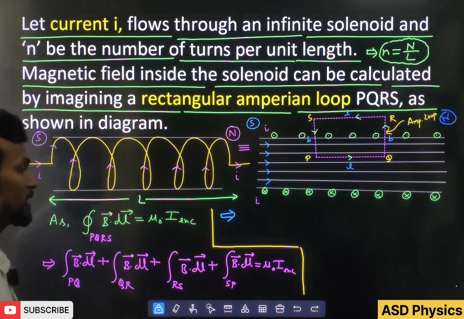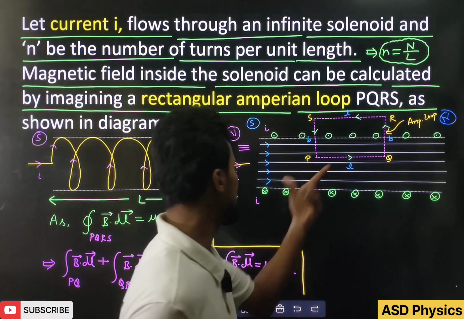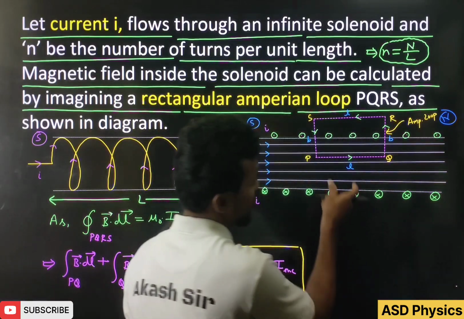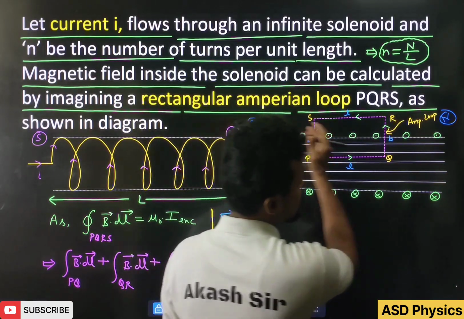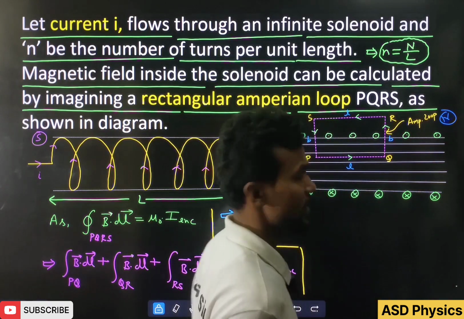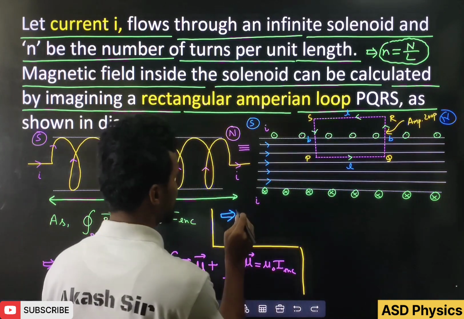Now we have to see P2Q. For P2Q, the magnetic field is in which direction? Right side. And this Amperian loop direction is which side? This side. So vector B is also on the right side, and even vector dl is also on the right side, in the same direction. That's why I have taken the same direction.